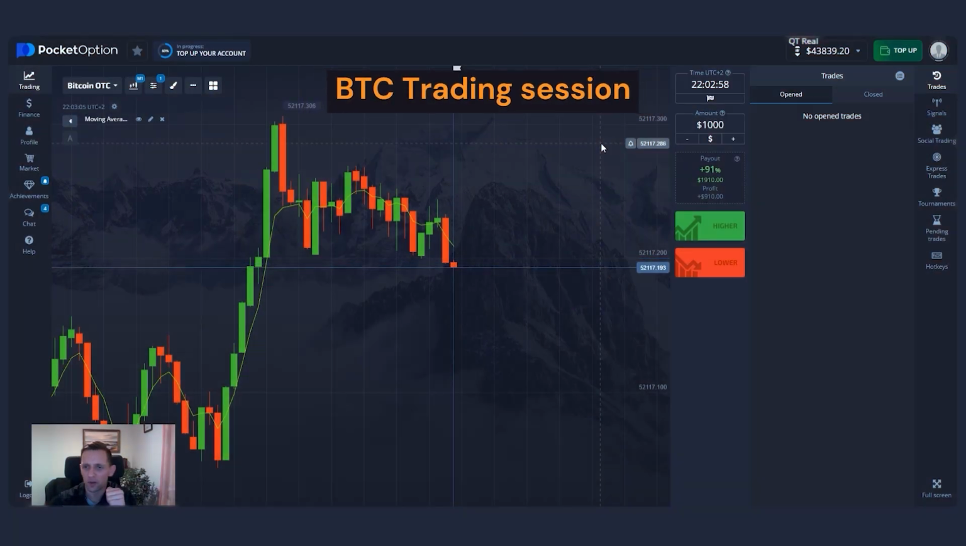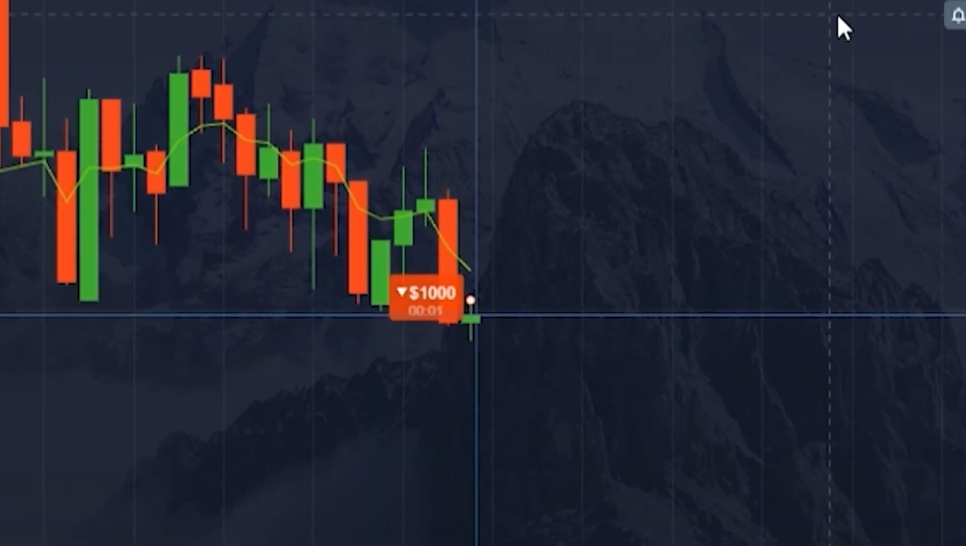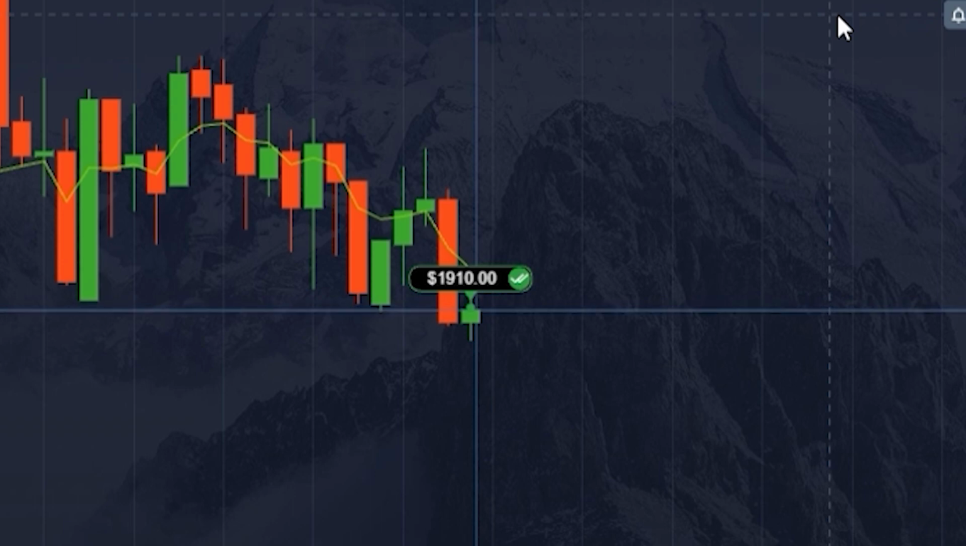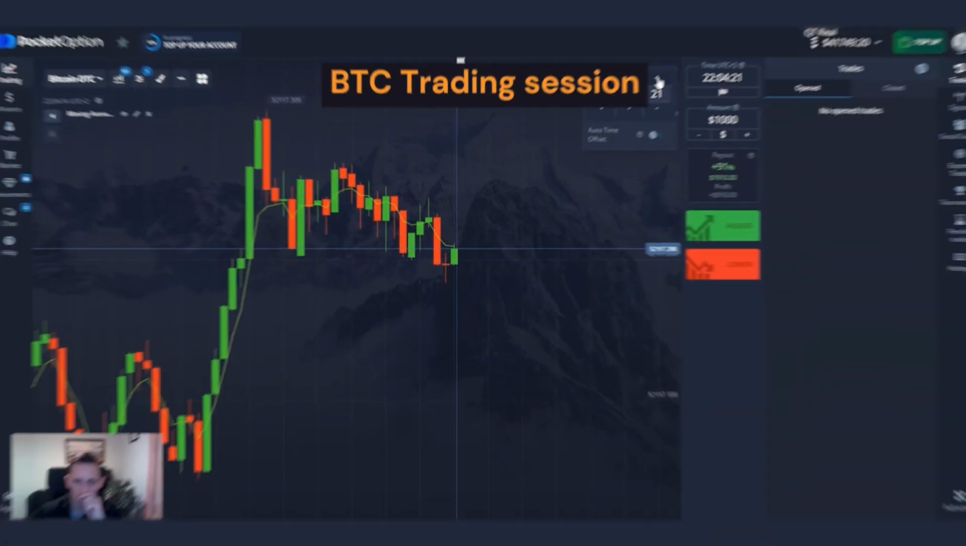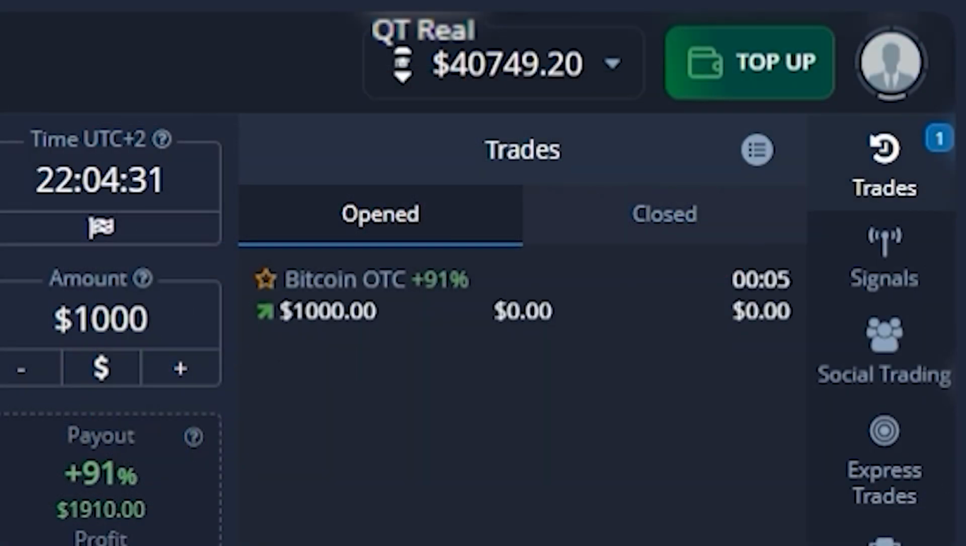Alright, our first trade. We are going to go short because prices are below the trend line. Very close, but we still managed to make some profit. Okay, time for another trade, and now we are going to go long because prices just closed above the trend line.